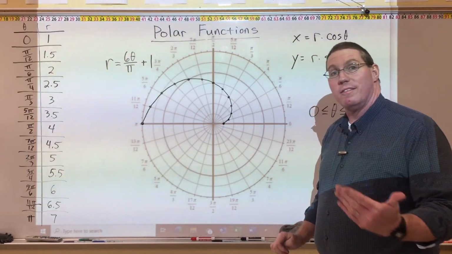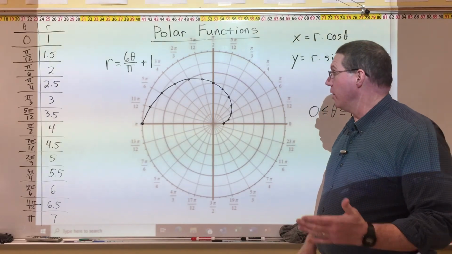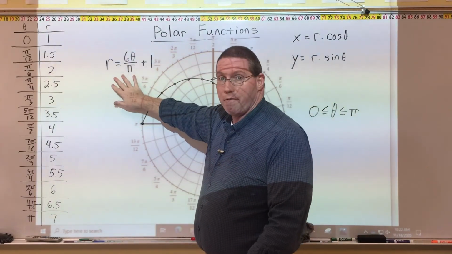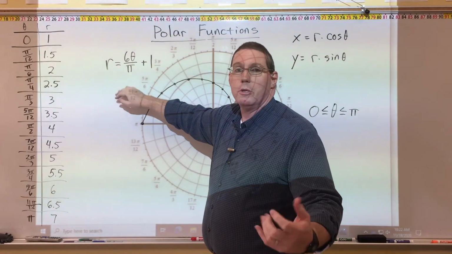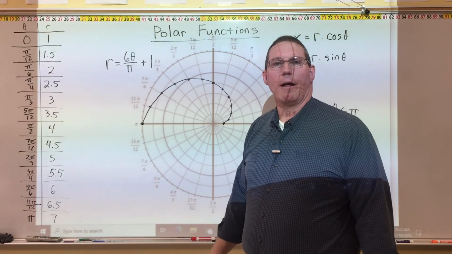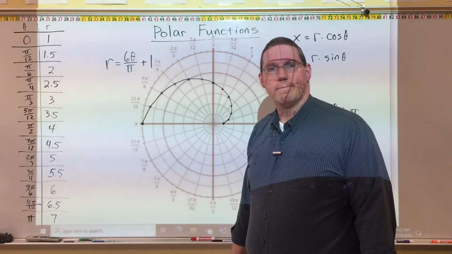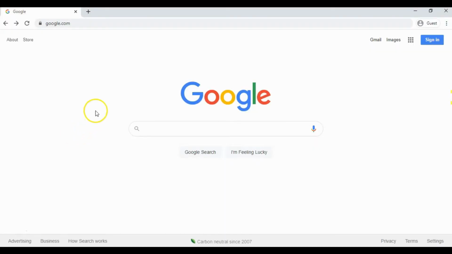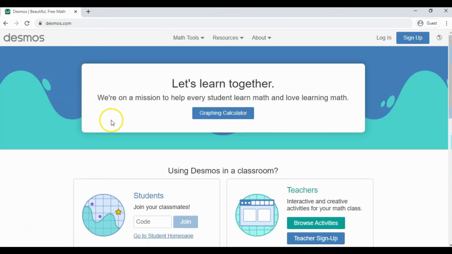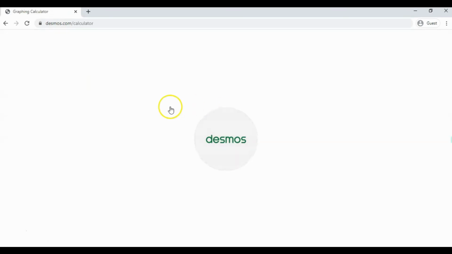All right, so what I'd like to do now is show you how to play around with Desmos as we look at the graphs of different kinds of polar functions. I want to give you a chance, if you may be interested, to go on to Desmos yourself and just play around to see what kind of shapes you can create. Okay, here we are. I've opened up a Google browser, and I'm going to go to www.desmos.com, press enter, and then I'm going to go to Graphing Calculator right here.